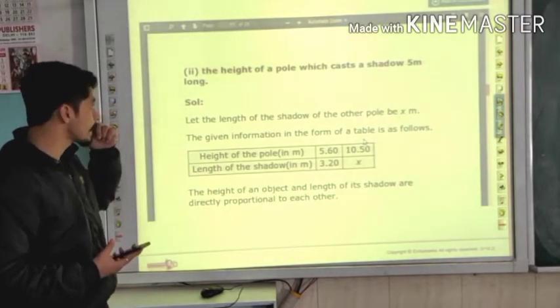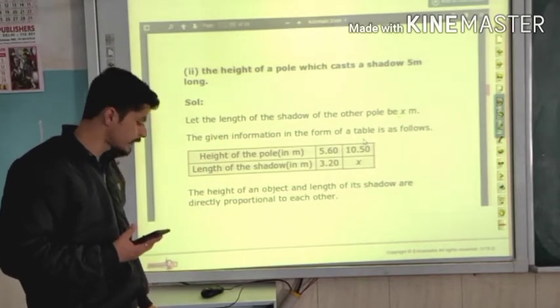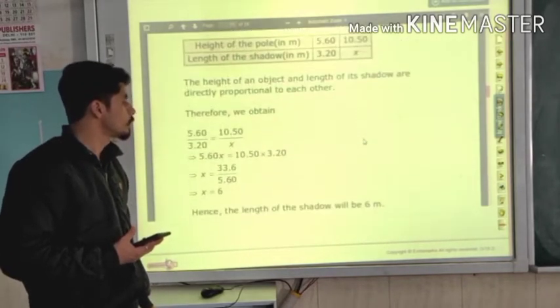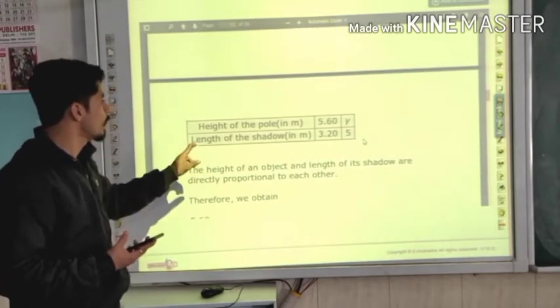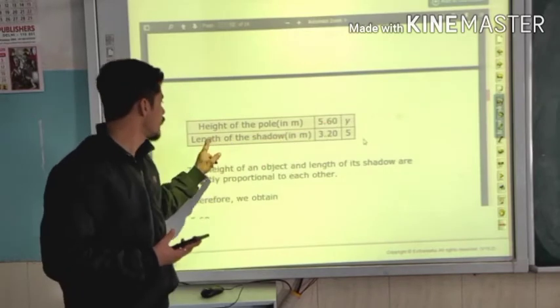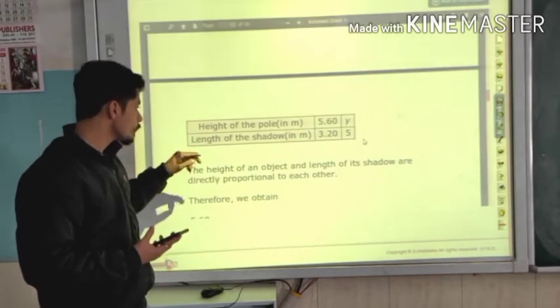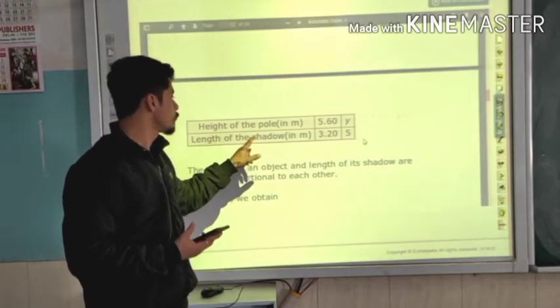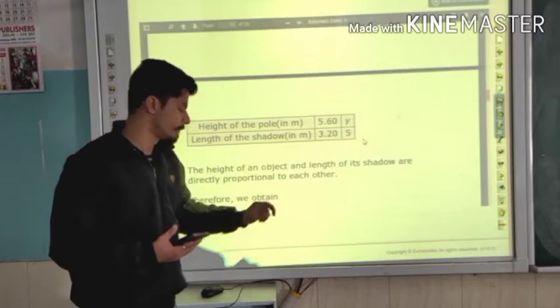Now the second one is given: the height of a pole which casts a shadow 5 meter long. In the second part the length of the shadow is given but we have to find the height of the pole. So let's make a table of the given data. The height of the pole is 5.60 and the length of the shadow of that pole is 3.20. Now we have to find the height of the pole whose shadow is 5 meter.